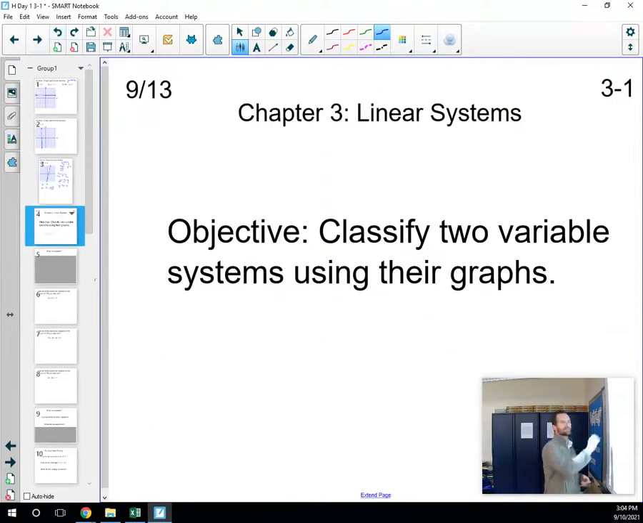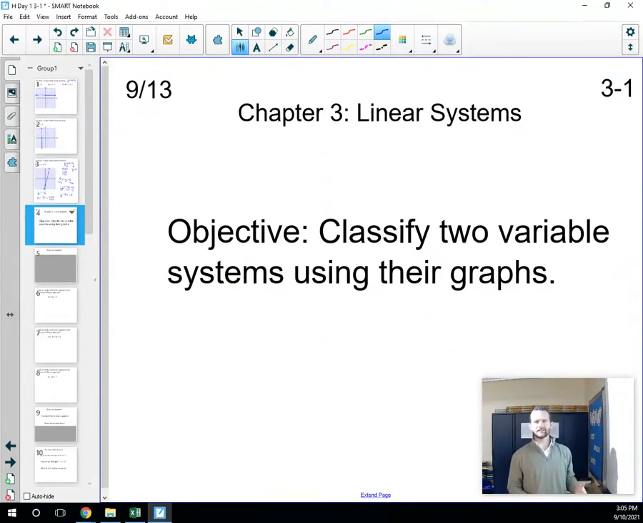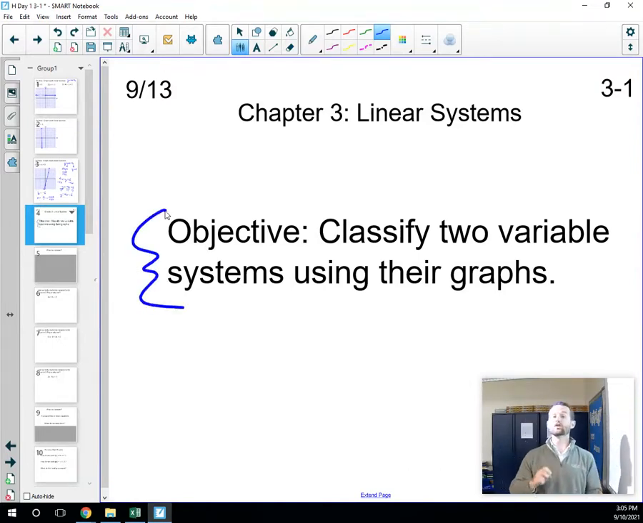Okay, that's our warm-up. Let's take a look at our objective. Today's date is September 13th. We're starting Chapter 3, Section 1. Chapter 3 is called Linear Systems, and after today we should be able to classify two variable systems using their graphs. Classify two variable systems using their graphs.